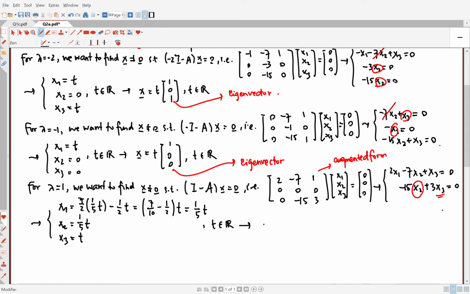So I have my x is just 1 over 5t, 1 over 5t, and t. Then I take out 1 over 5t. So I will have (1, 1, 5). Right, t is a real number, and we can pick this (1, 1, 5) as our eigenvector for this eigenvalue.